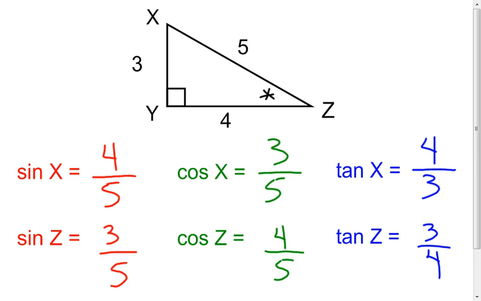When you come over here to sine and cosine, if you look at the sine of one acute angle, and then relate that to the cosine of the other acute angle, notice they're equal. Here I have 3/5 for the sine of z, 3/5 for the cosine of x. And that's always going to happen. The sine of one angle will equal the cosine of the other acute angle in a right triangle.